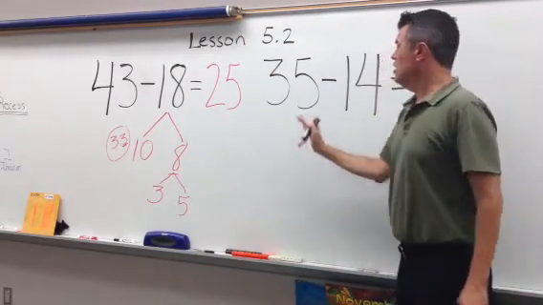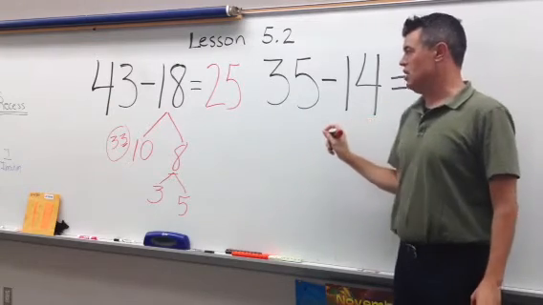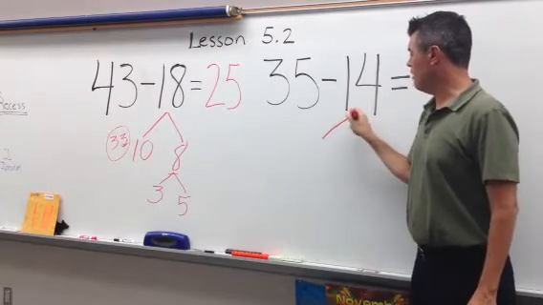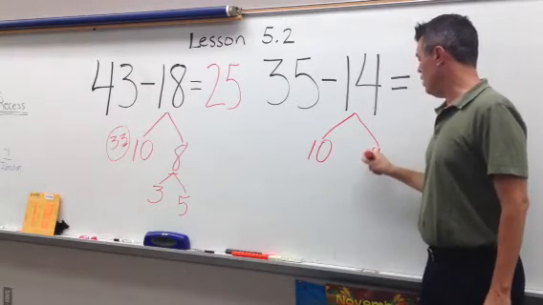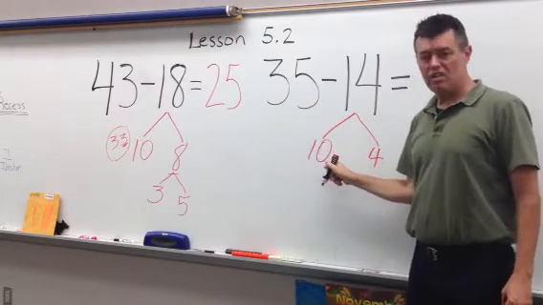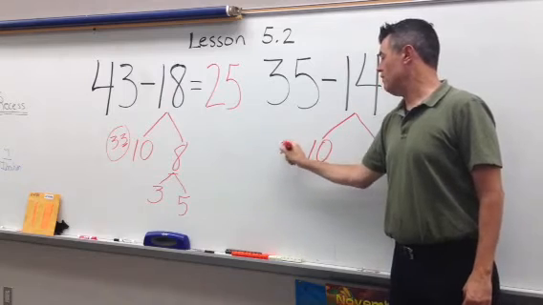35 minus 14. Just like before, the first thing we do, we break apart the 14. We want it to be 10 plus 4. 35 minus 10 is 25.